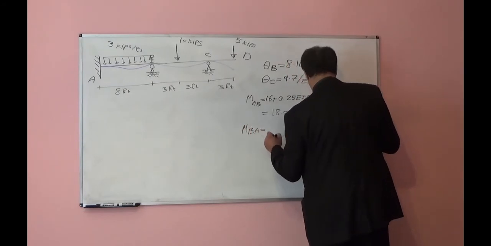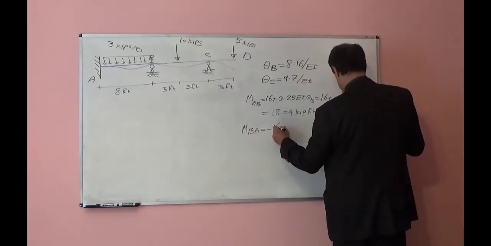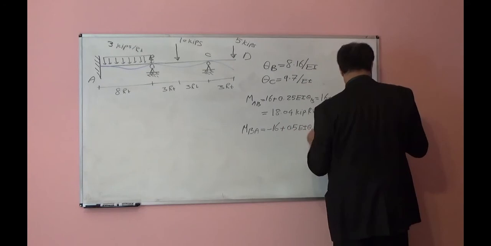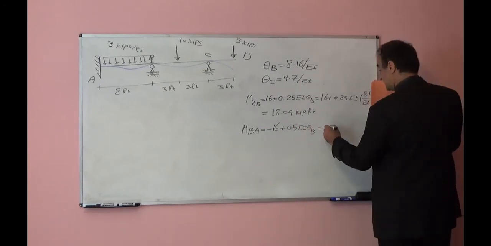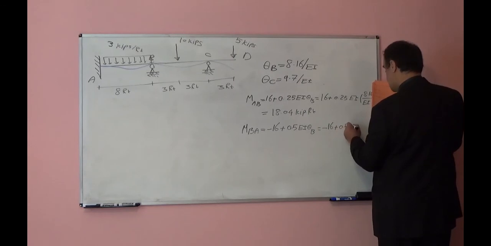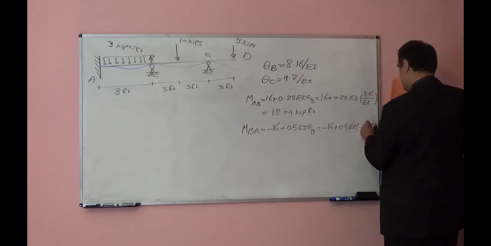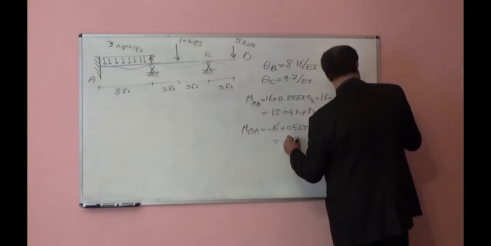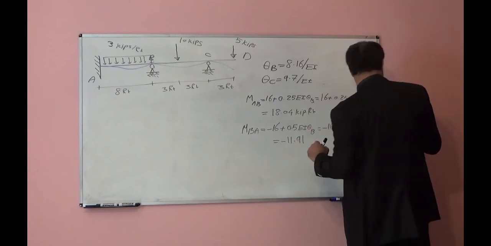MBA will be equal to negative 16 plus 0.5 EI theta B. Again, if you plug in, you will have negative 16 plus 0.5 EI times 8.16 divided by EI. From here, this will be negative 11.91.